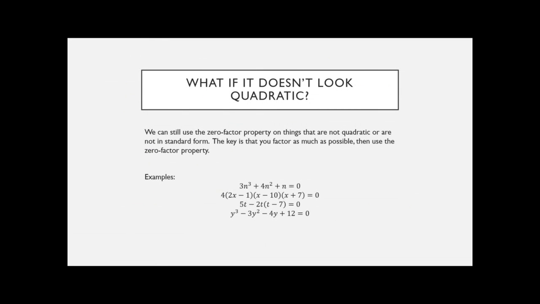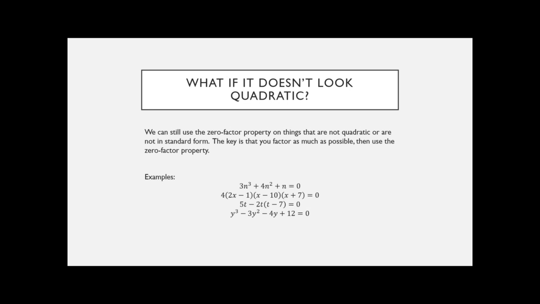So what if you get something and it doesn't look like a quadratic and you want to try to solve it? You can still do this by factoring and using the zero factor property. You just have to get a little creative. So I've got some examples below here of things that you can still solve.